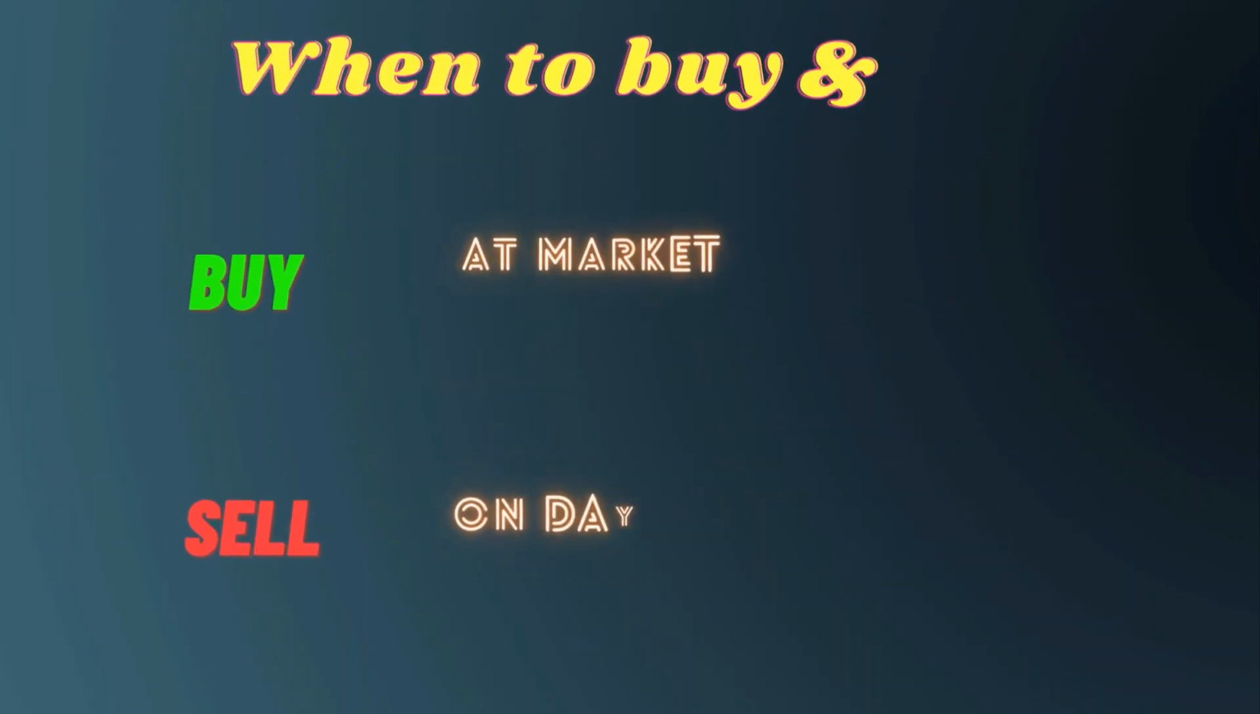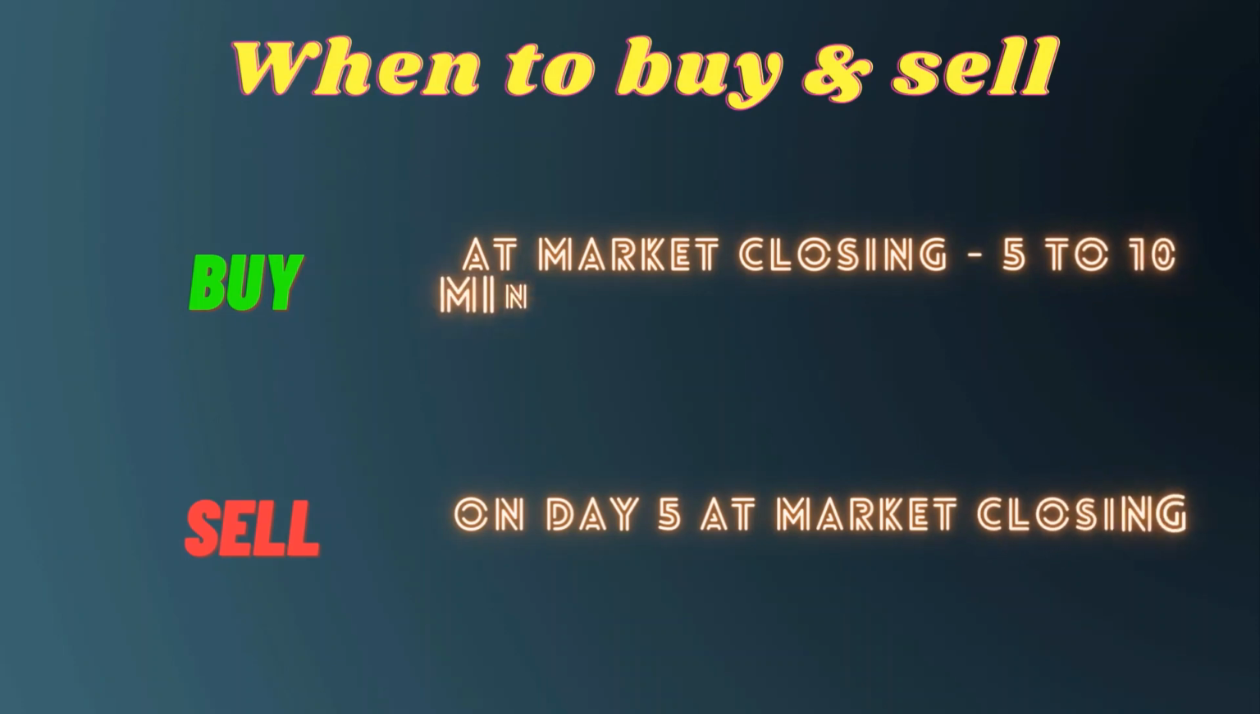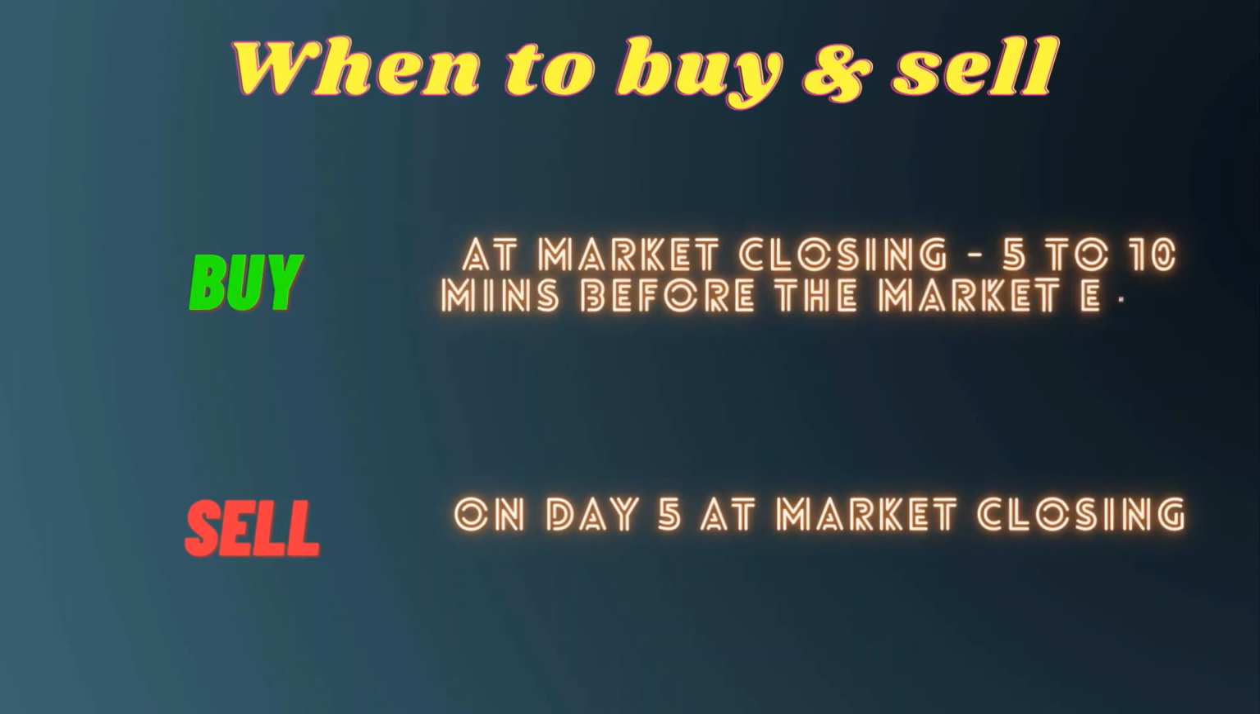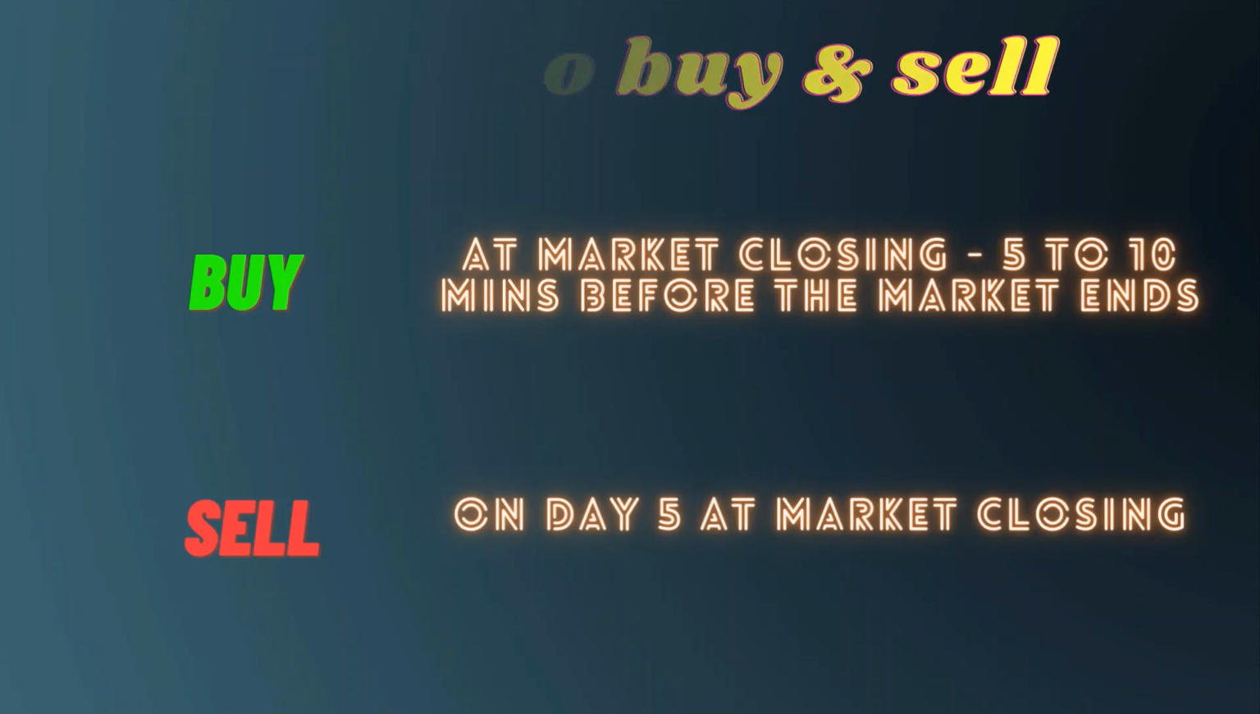Now let's look at when to buy and sell the stock. We look for these strategy conditions at market closing, preferably 5 to 10 minutes before the market ends, because that's when the volatility reduces and we have a good estimate of the price and the value at which the stock and the technical indicators are going to close. So once we get a signal, we buy the stock and we sell on day 5 at market closing.